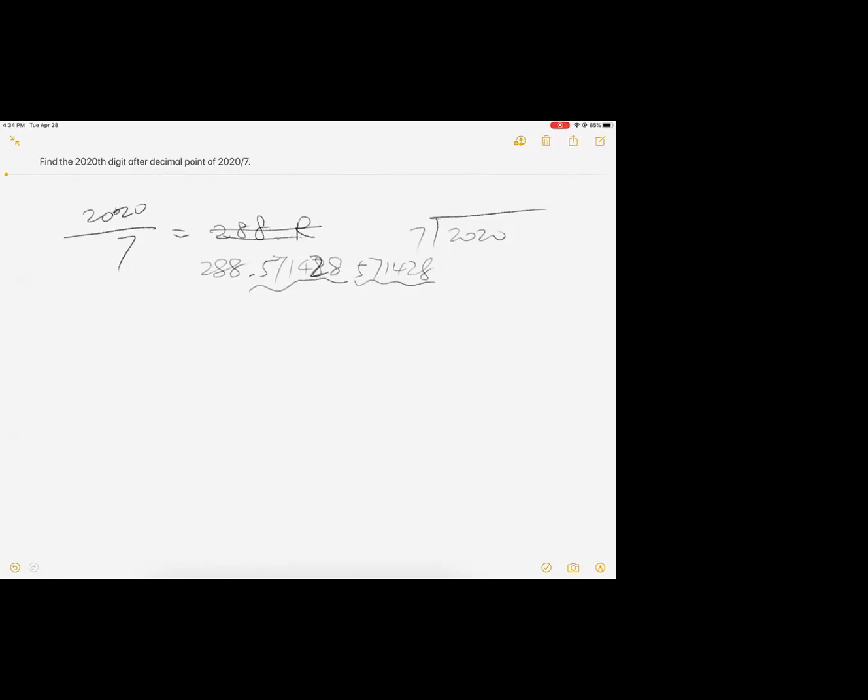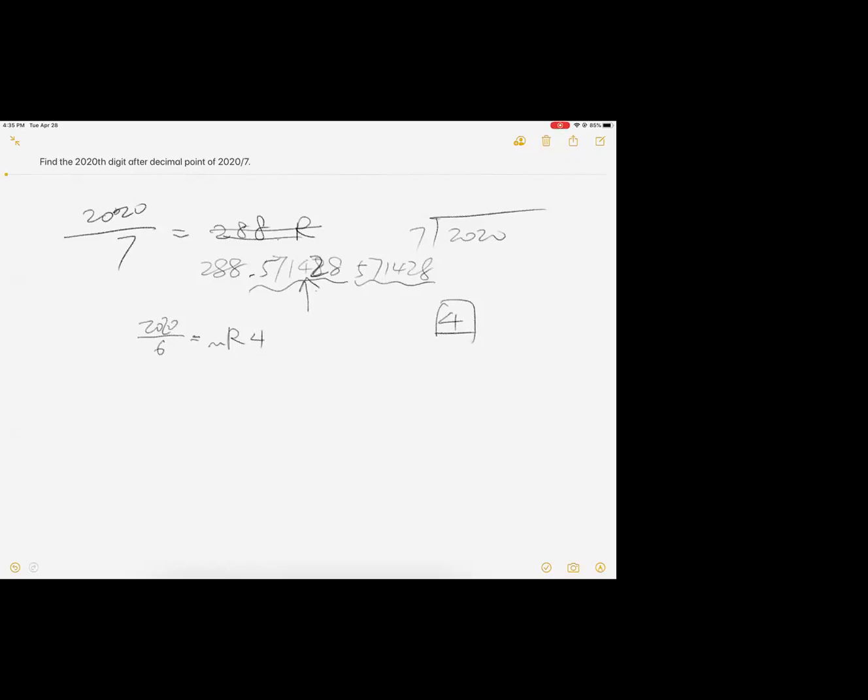Yeah, and then I did 2020 divided by 6 and got the remainder to be 4. Because we're asking for the 2020th digit, you did 2020 divided by 6. This one is something remainder 4, right? Yeah. And then the 4th digit in the sequence is 4. So the 4th digit is 4. So the answer to this problem is 4. Okay.